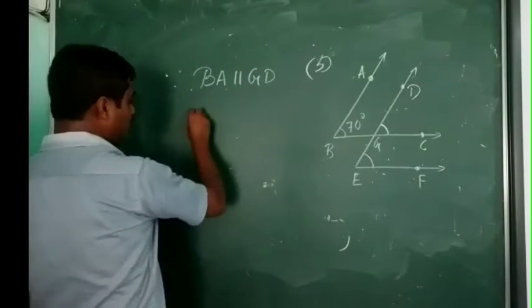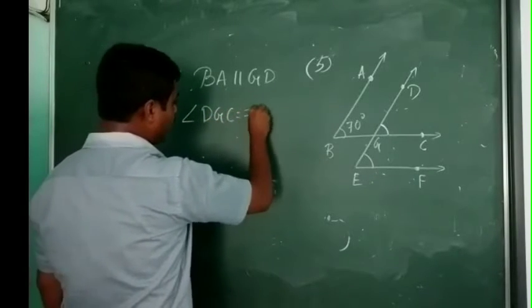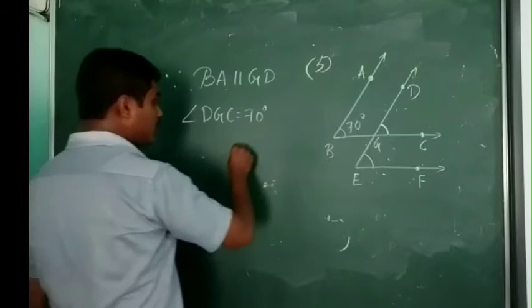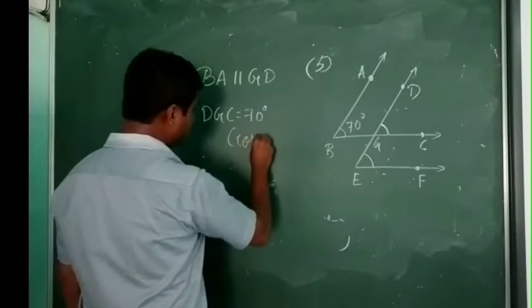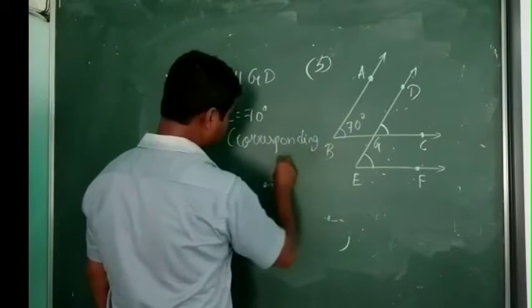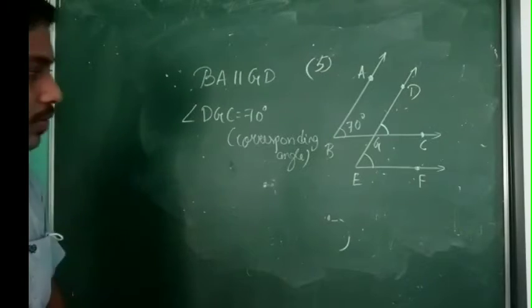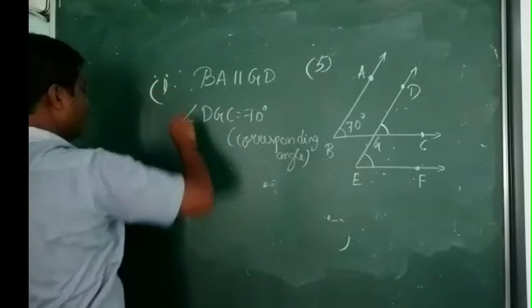Therefore, we can write angle DGC will be equal to 70 degrees. Why? Because this is a corresponding angle. Okay, this is a corresponding angle. So we have got one answer: angle DGC is equal to 70 degrees.